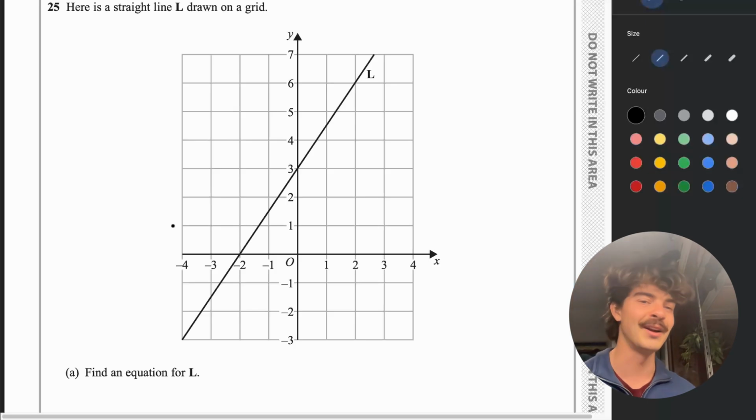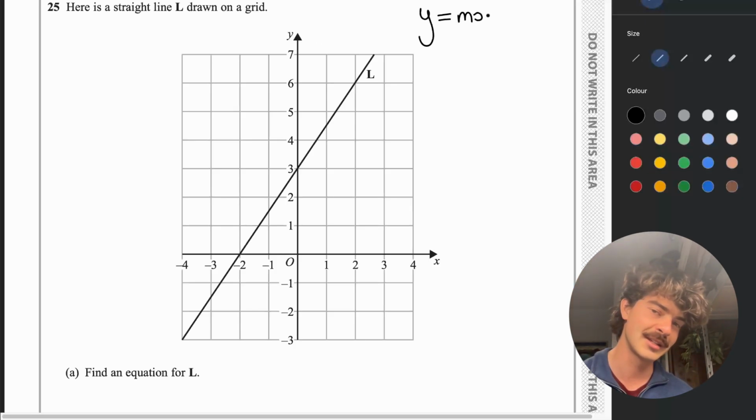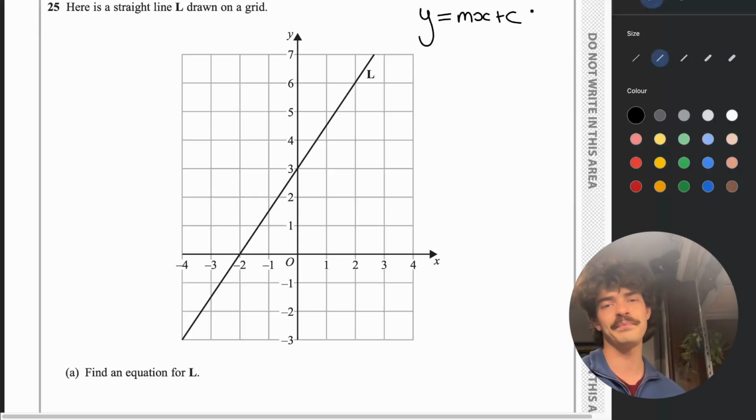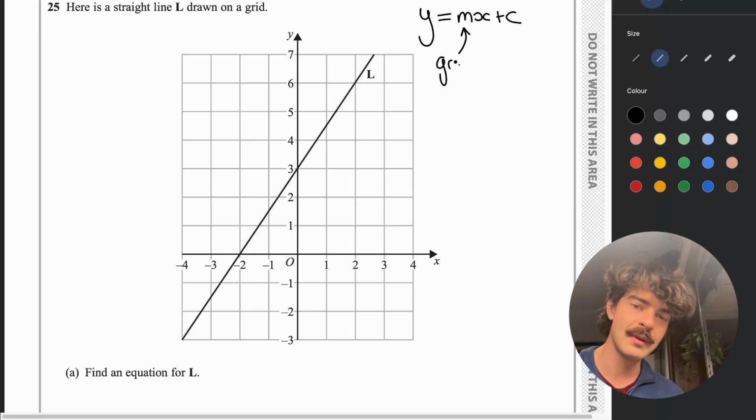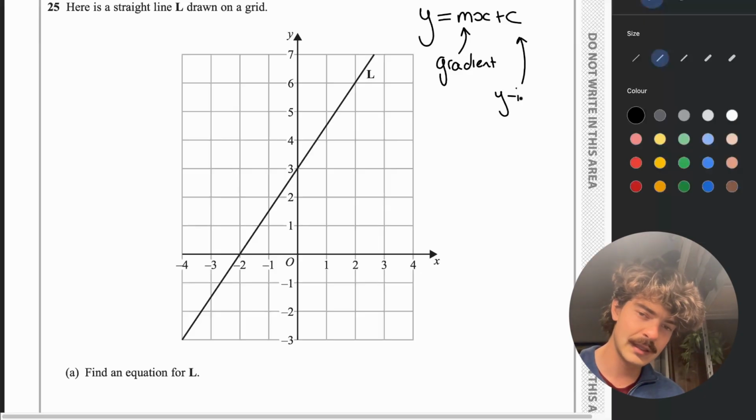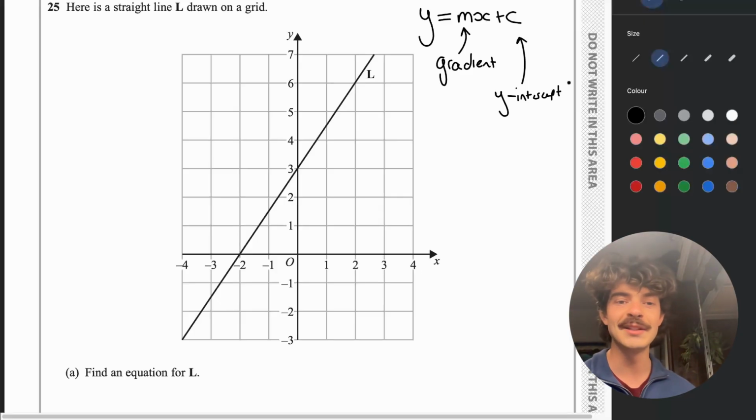Okay, question 25. Find the equation of L. Okay, straight line equations. Straight line equations, you immediately want to be thinking y equals mx plus c. That thing where your gradient is defined by m and your y-intercept is defined by c. The y-intercept is where your line crosses the y-axis. That's right here. We've done it already. So the y-intercept we can immediately see is 3.